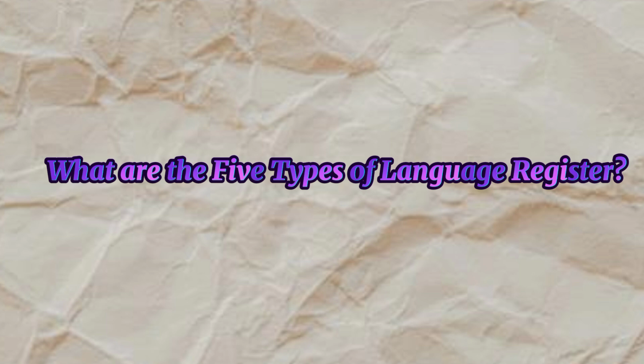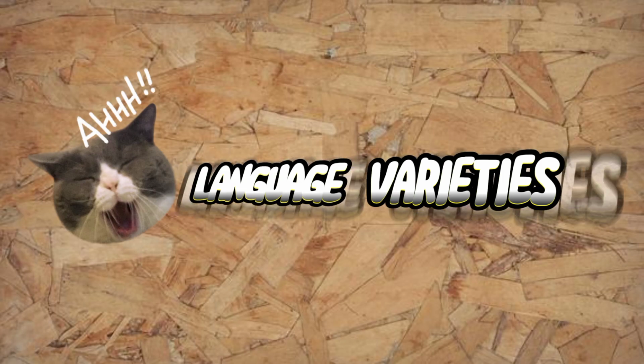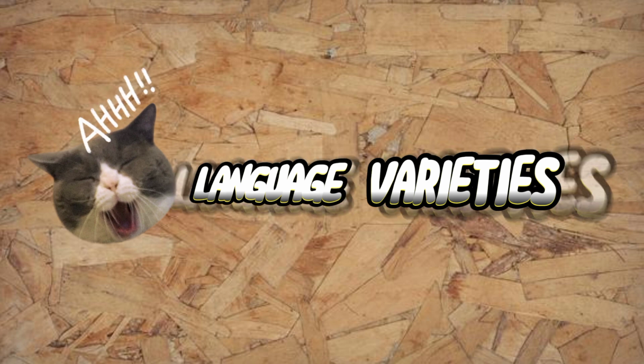Before we proceed to our next topic, let us have a quick review. What are the five types of language registers? So the five types of language registers are formal, casual, frozen, and consultative. Let's proceed to the language varieties.